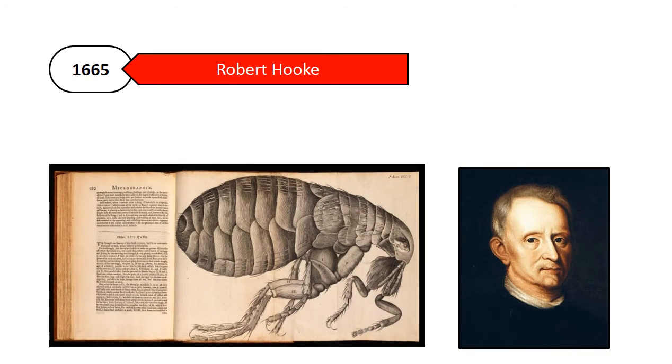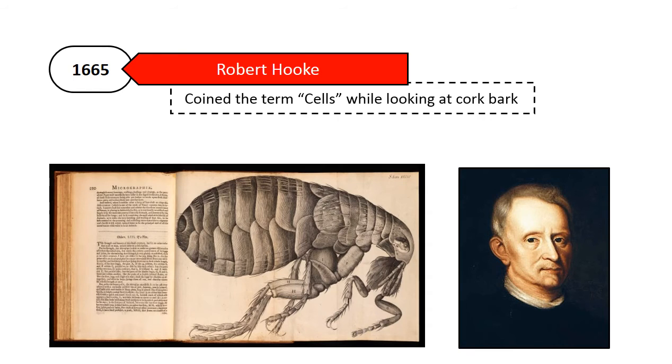All right, about 75 years later, Robert Hooke came on the scene, and he was using the Janssens' design, essentially. And he's the guy who actually was looking at some cork bark and coined the term cells. He thought the cork bark looked like it was made up of a bunch of tiny rooms, and the little tiny rooms in a monastery were known as cells.